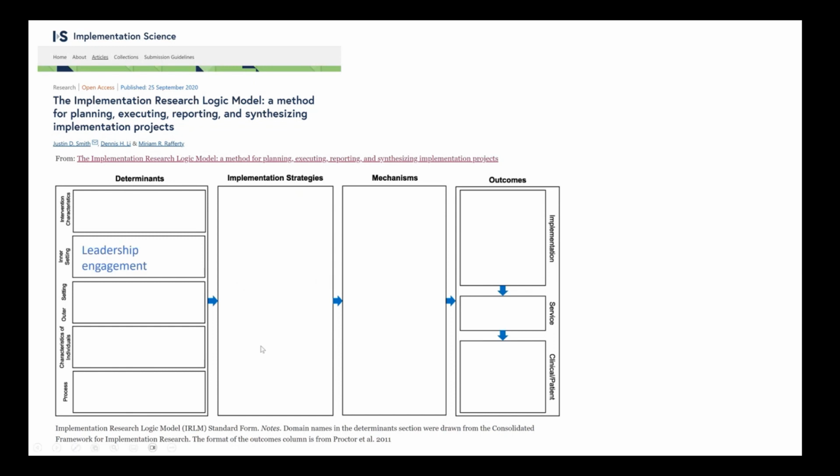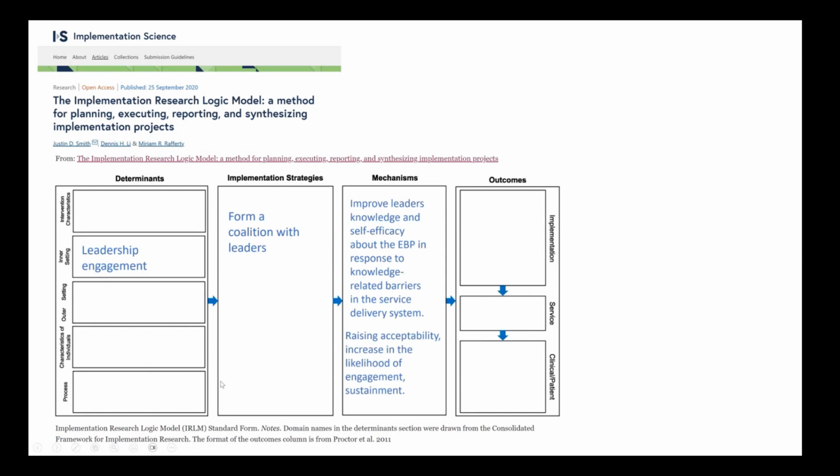So we know leadership engagement matters. We might apply this strategy, and the mechanisms might be something like improve leaders' knowledge and self-efficacy in response to the evidence-based practice, reduce barriers, raise acceptability, increase engagement, etc. And then you've got your implementation outcomes, and that might be that it's implemented and sustained. Your service outcomes: there are more service referrals for this intervention. And clinical patient outcomes: there are fewer patients left unsupported, something like that. So this is the kind of thing we can do, and it looks great and it makes a lot of sense, and it's been useful up to a point.